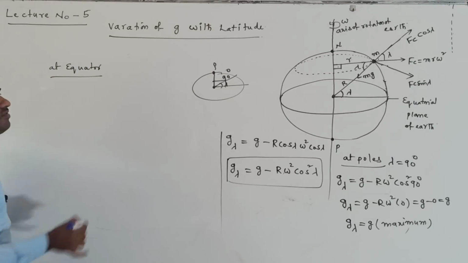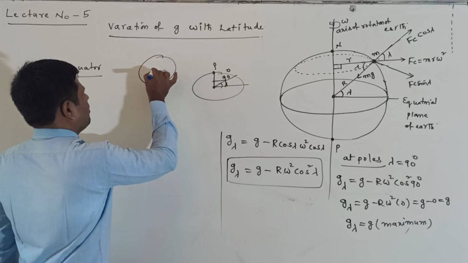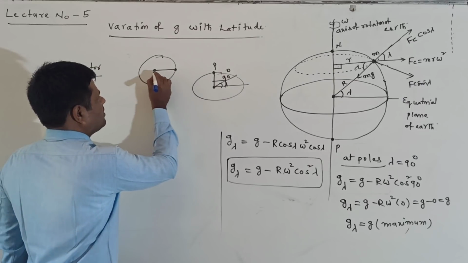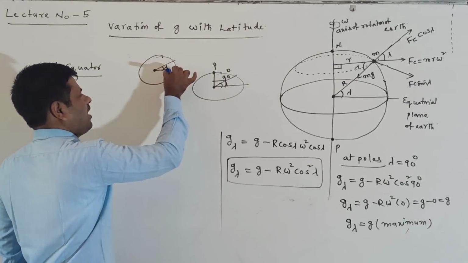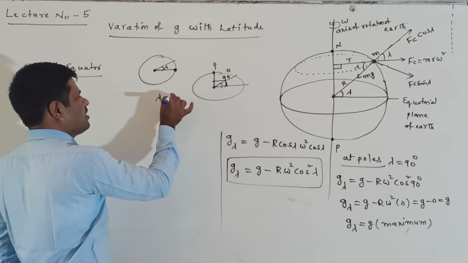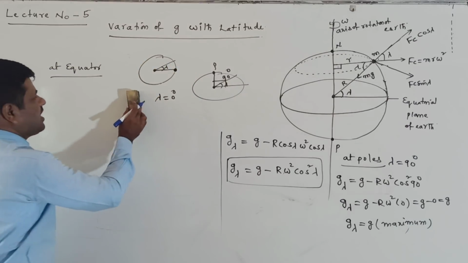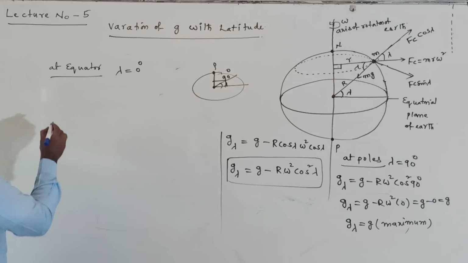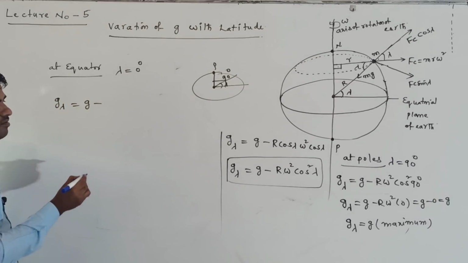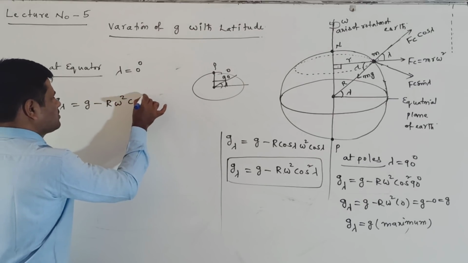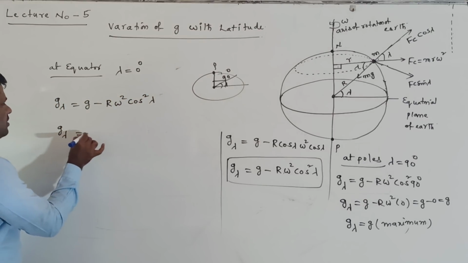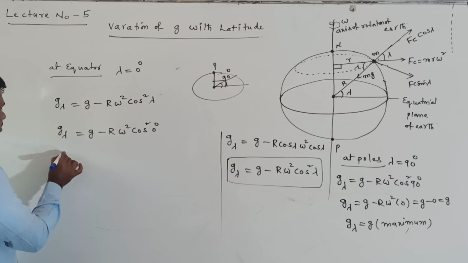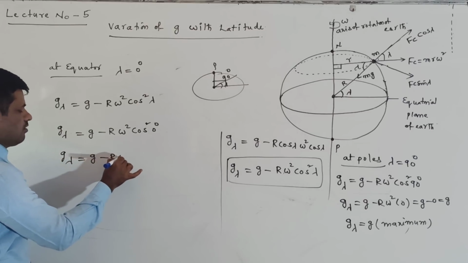At the equator, what is the value of lambda? This is called the equator. Now the body is placed here, and lambda is the angle. When the body is placed here, lambda becomes 0 degrees. At the equator, the lambda angle is equal to 0. Lambda equal to 0 means g lambda is equal to g minus r omega square into cos square lambda. Now g lambda is equal to g minus r omega square cos square 0. Cos 0 value is 1, cos square 0 is also 1 square, which equals 1.